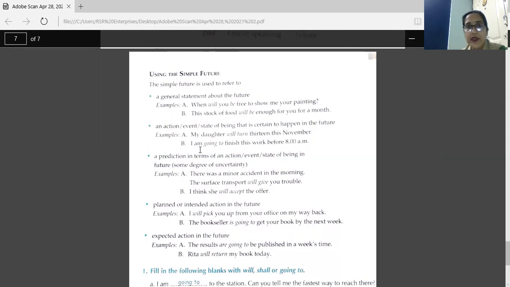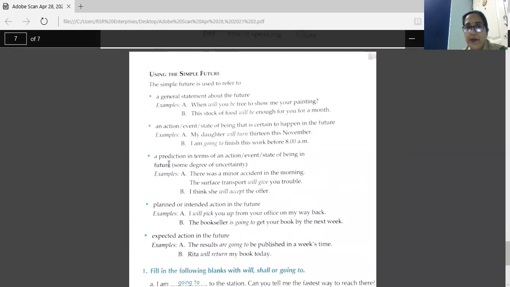Next one. I am going to finish this work before 8 a.m. That is for future time. So before that, you will finish that. So here we have the going to form in place of will or shall. Going to finish, first form of the verb.